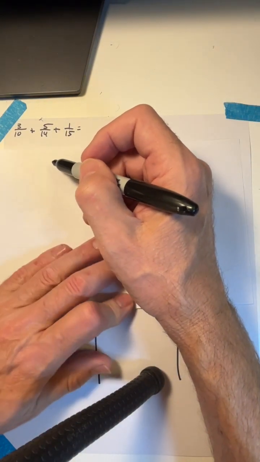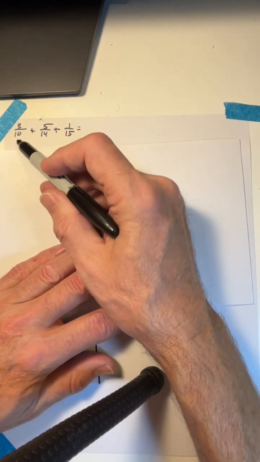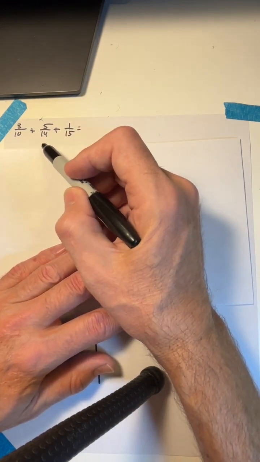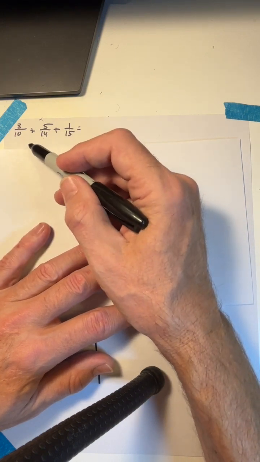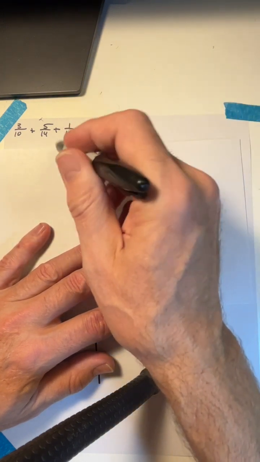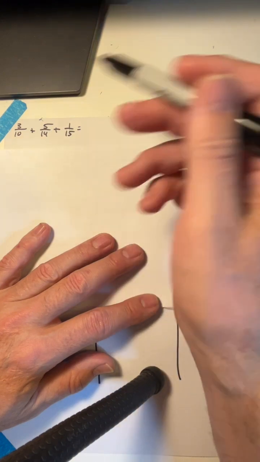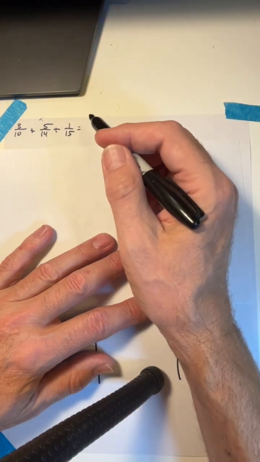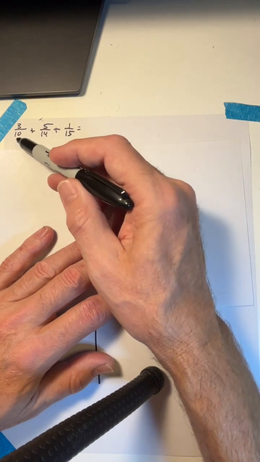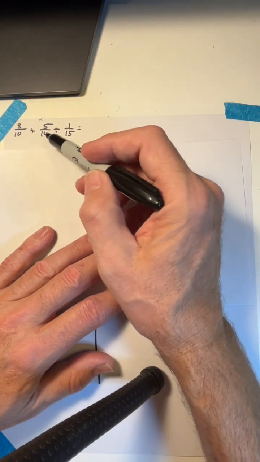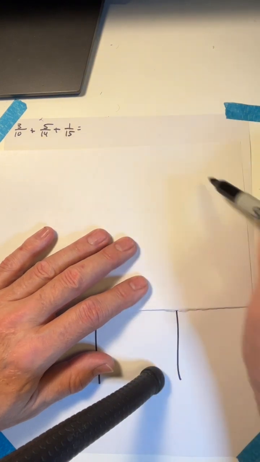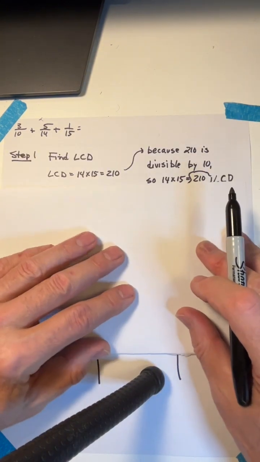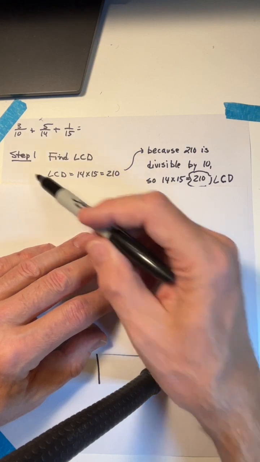One of the students in our class asked for help on this one. I thought I'd just make a video of it and send it to everybody. And then also this paper, I'm going to scan it and send it along with the video so you can have my work too. So 3/10 plus 5/14 plus 1/15. And I took the liberty of writing a few of the steps out.